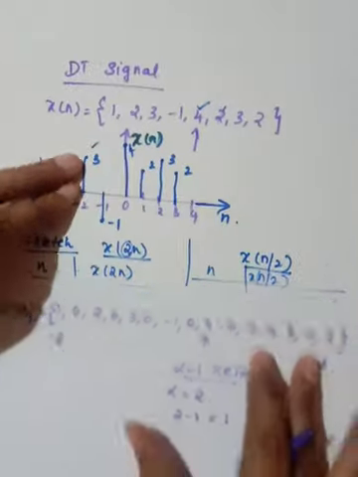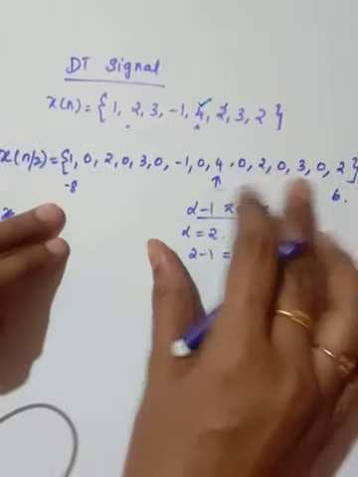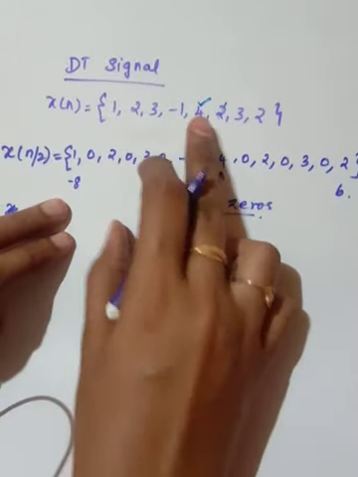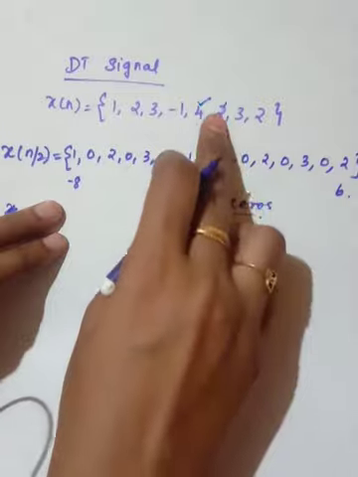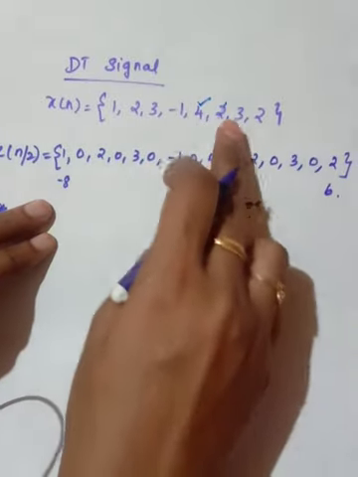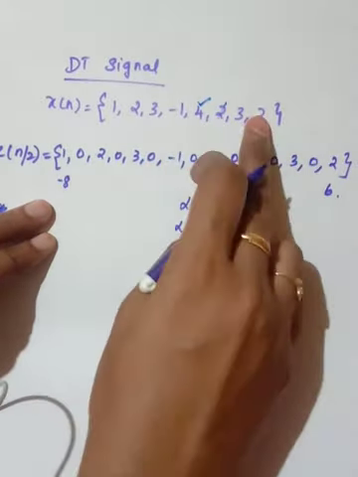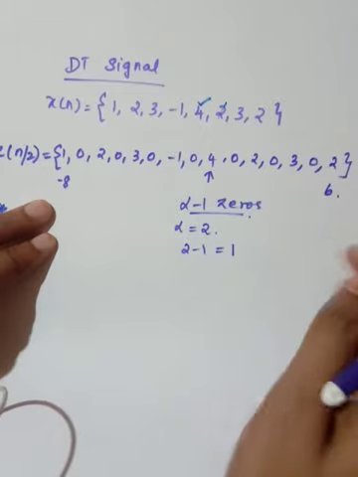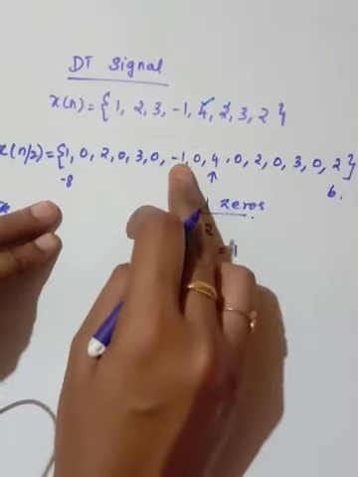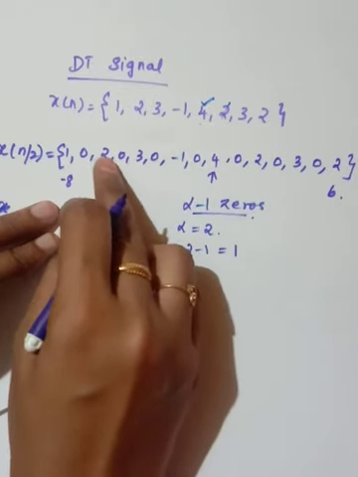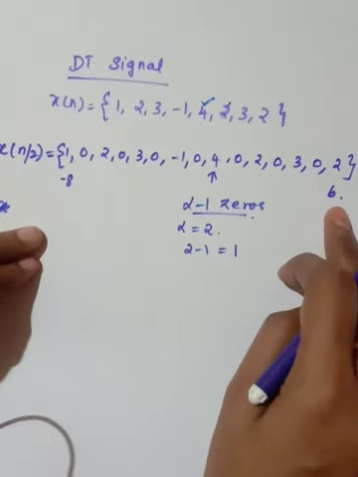Now see here. This is your original sequence. Consider 4 here. I have inserted a 0 sample after 4, then after 2 I have inserted 0, after 3 I have inserted a 0, and so on up to this. Similarly here, after 4 a 0, minus 1 a 0, 3 a 0, 2 a 0, 1. Like that I have done all of these.